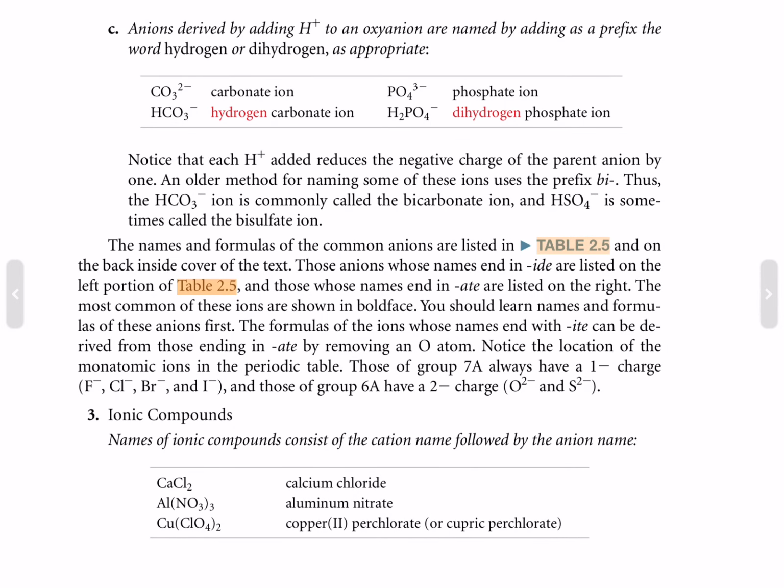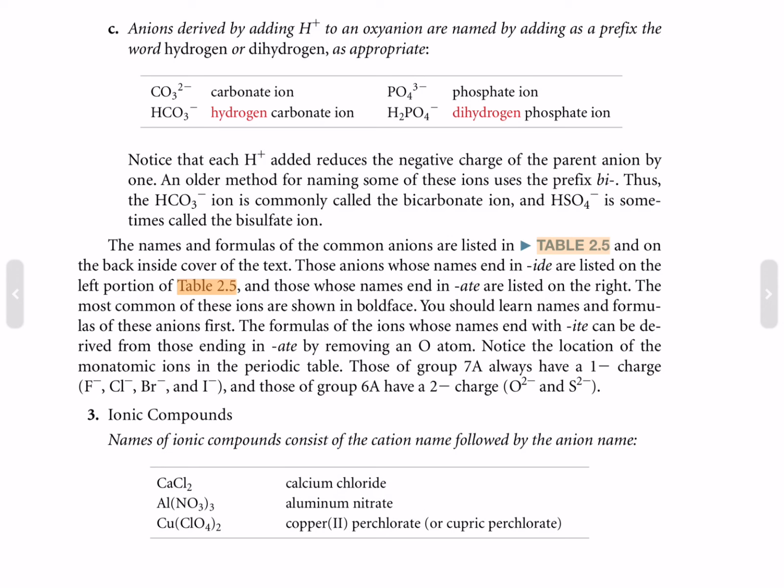Anions derived by adding hydrogen to an oxyanion are named by adding the prefix word hydrogen or dihydrogen as appropriate. Carbonate ion, CO3 negative 2. Hydrogen carbonate or bicarbonate ion, HCO3 negative 1. Phosphate ion, PO4 negative 3. Dihydrogen phosphate ion, H2PO4 negative 1. Note that each proton added reduces the negative charge of the parent anion by 1.